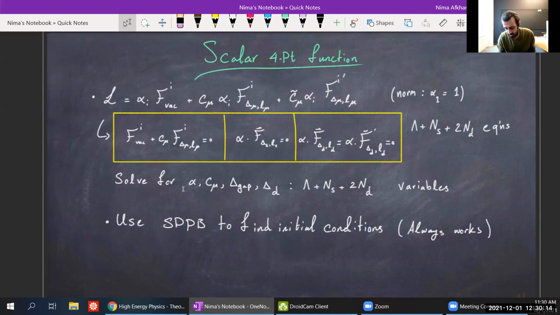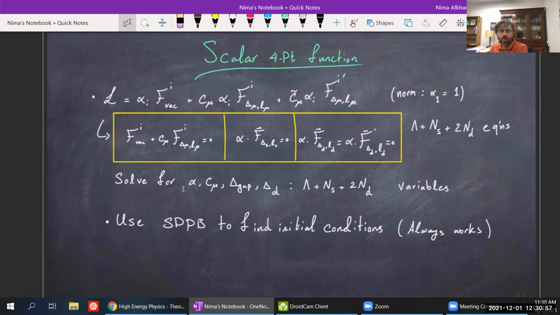The variables will now, I labeled them delta D and delta S corresponding to the single and double roots to distinguish them. There will be the truncated bootstrap equations, and there will be equations imposing double and single roots on the set of equations. This just follows from the Lagrangian that I wrote down above. And again, I will choose to normalize my functional such that alpha 1 is equal to 1. So I have lambda plus ns plus 2nd equations, and I can solve this for the alphas, the C mu's, the delta gap, and the delta d's variables. And these numbers will always match. I mean, they had to. I started with some Lagrangian.